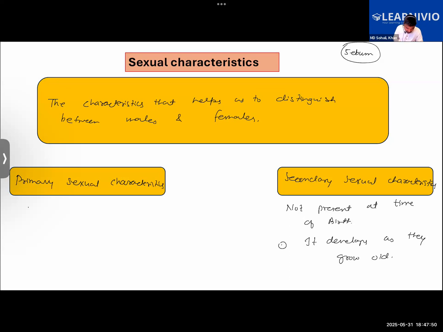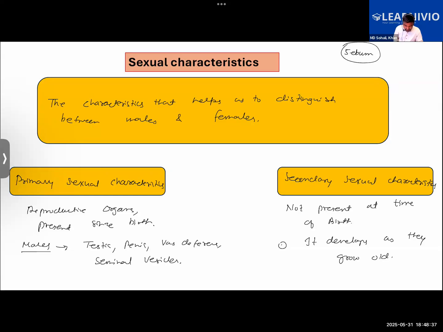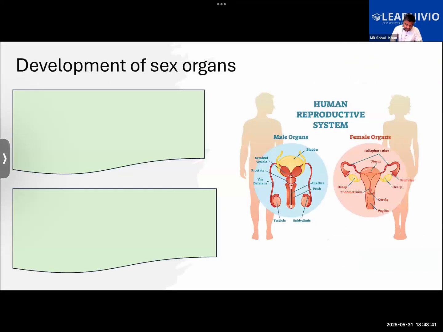And here, this is basically the reproductive organs, which are present since birth. They include the internal and the external organs which are present in the babies at the time of birth. For example, in the males, the internal and the external reproductive organs would be testis, penis, vas deferens, seminal vesicles. If you're wondering what these are, later on we'll be learning about that in detail in the chapter reproduction in animals.